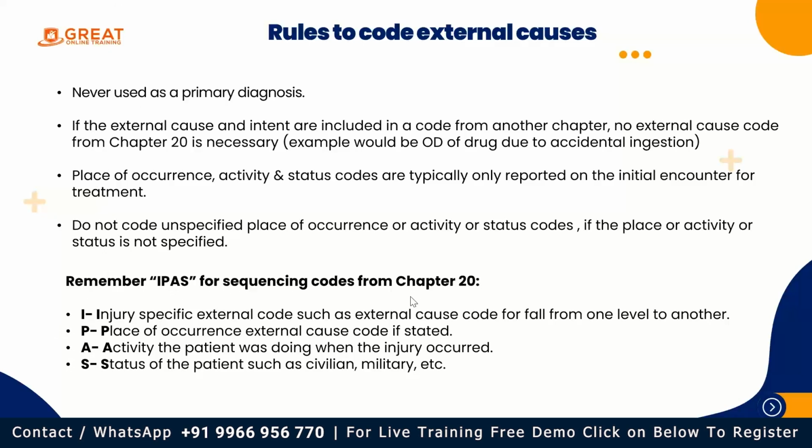When you sequence for external cause, you can rule out multiple choice options using this sequencing. Remember this IPAS. I for injury, then we have to code for P for place of occurrence, then A for activity of patient, and S for status of patient. You should follow the same sequence. Clear? Any doubt? Good.